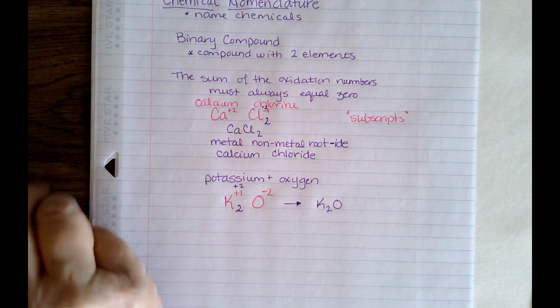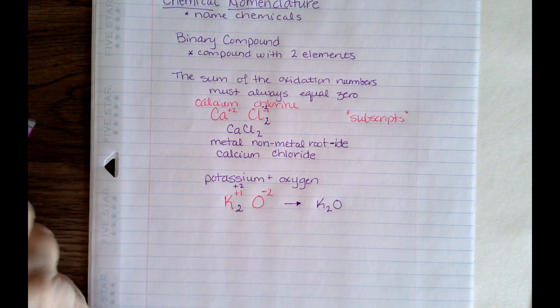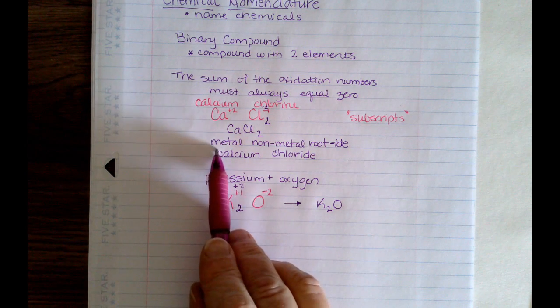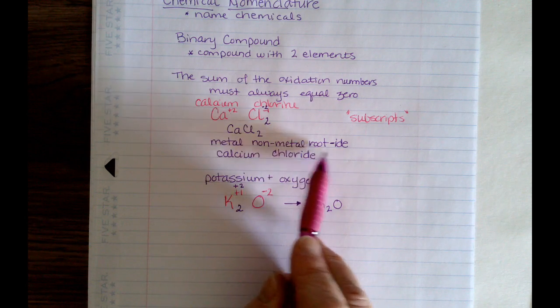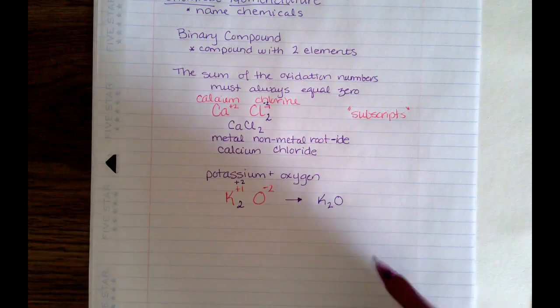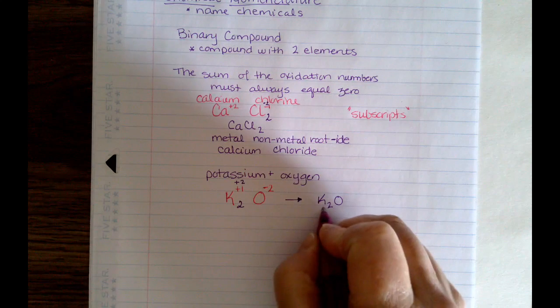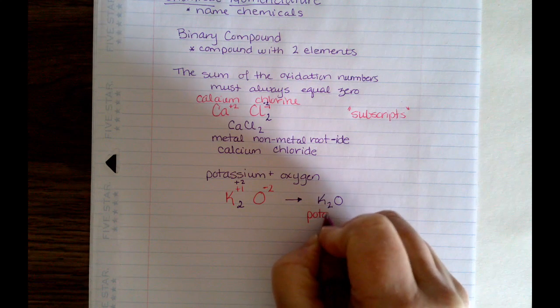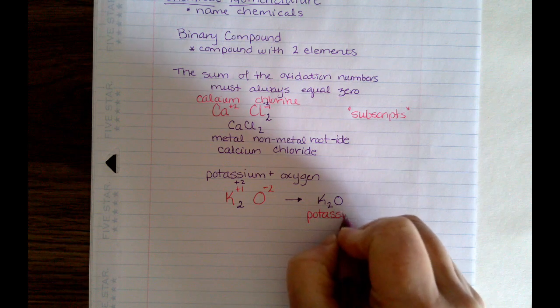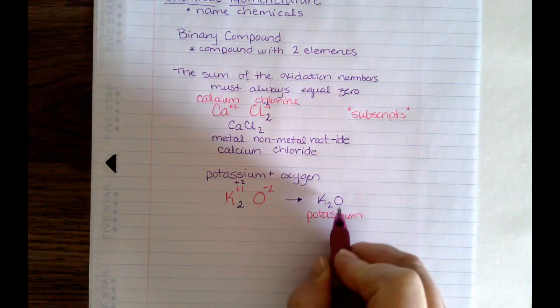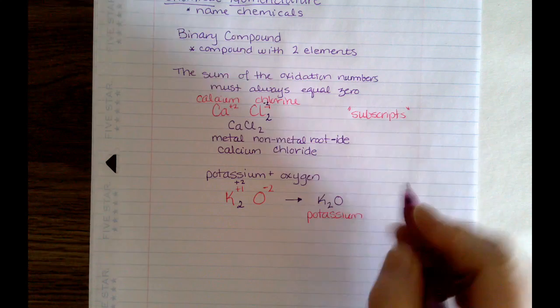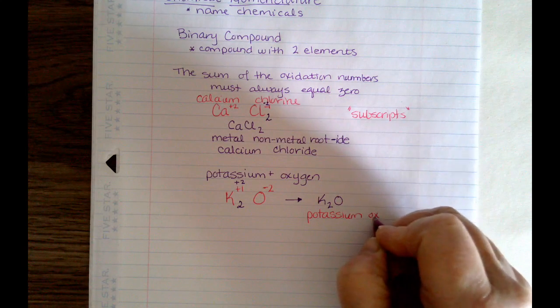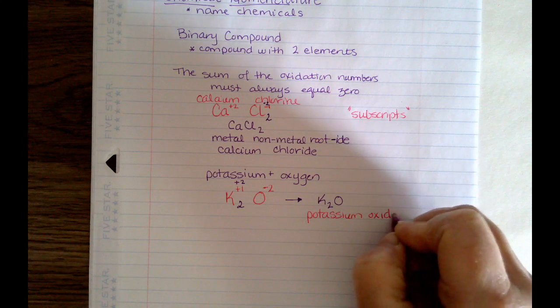Now let's look at the name of that. That name follows the same one we just did: metal, non-metal, root-ide. So I look at this and I'm thinking, okay, this I know is potassium. I just looked it up before, that was in the question, right? Potassium. And this is oxygen, so oxide, potassium oxide.